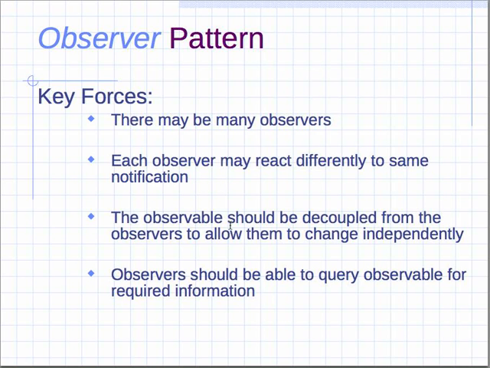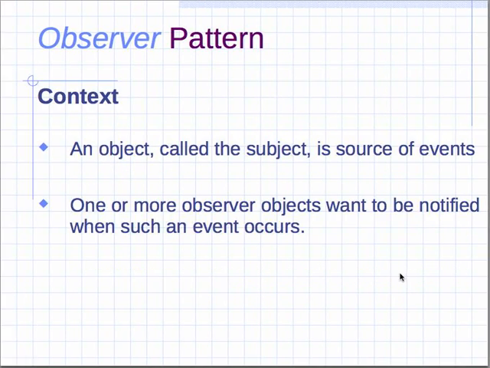The observables should be decoupled from the observers to allow them to change independently. So that's just good design, to decouple the observable or the model from the observers, the view. So observers should be able to query the observable for required information. So all they should know is that something has changed, and then usually they send a method call to the observable for more information about what has changed.